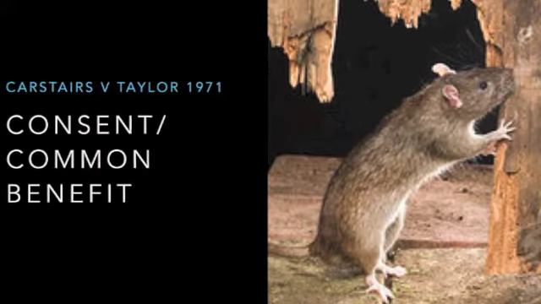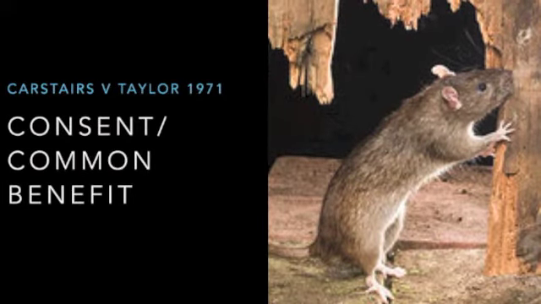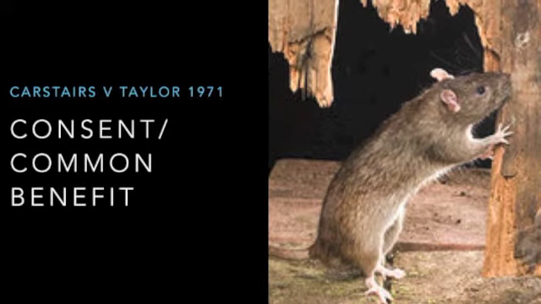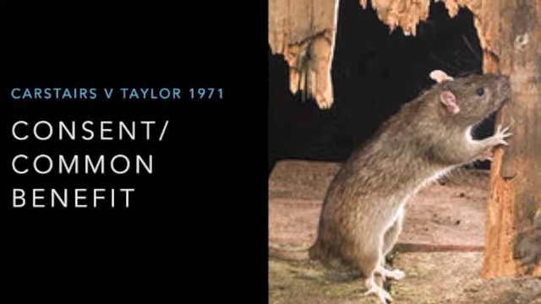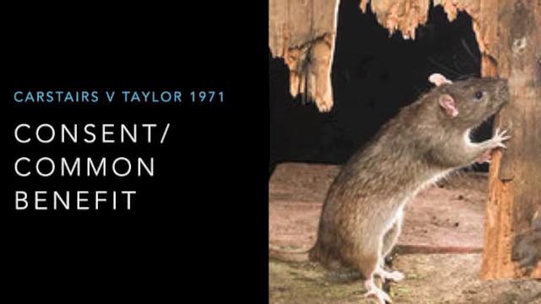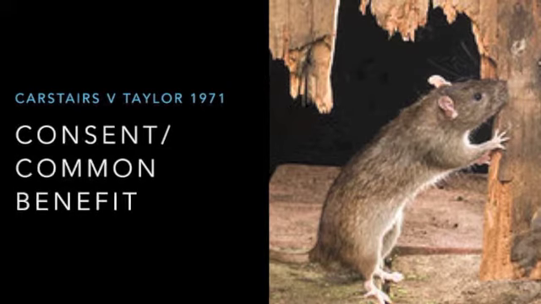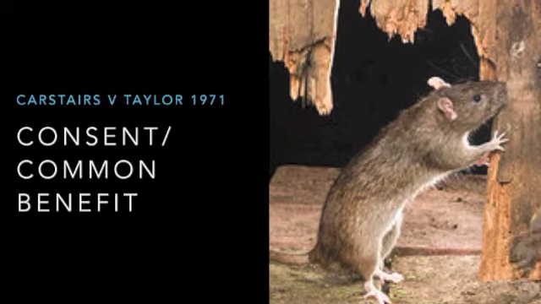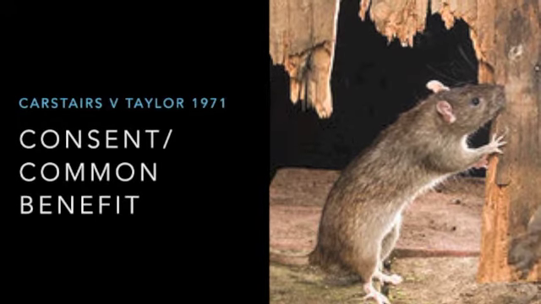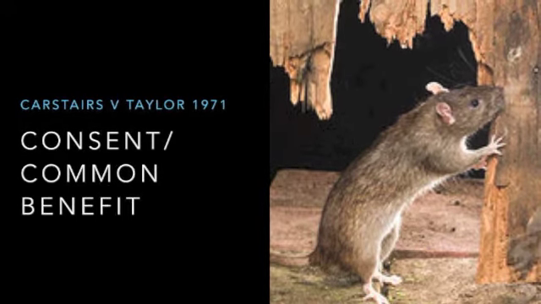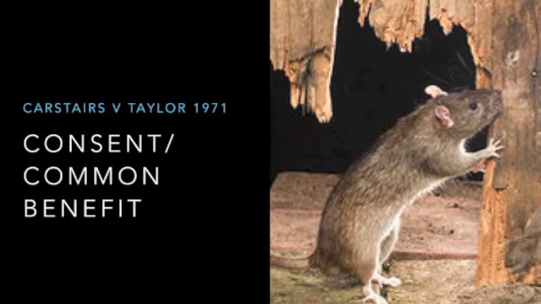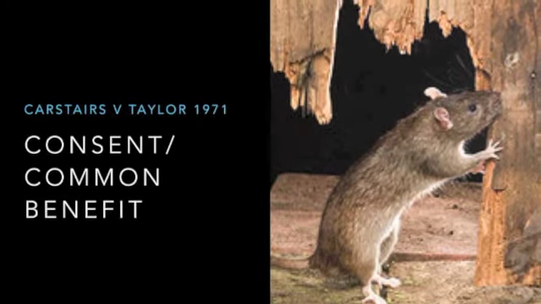The common benefit of the potentially dangerous and mischievous activity and consent, implied or expressed, will be taken into account. So, for example, in Carstairs and Taylor, 1971, rainwater which was collected and stored, which a rat gnawed through the container causing the flooding, a claim could not be found under Rylands and Fletcher, and this was because the rainwater was kept there for the common benefit of all inhabitants.